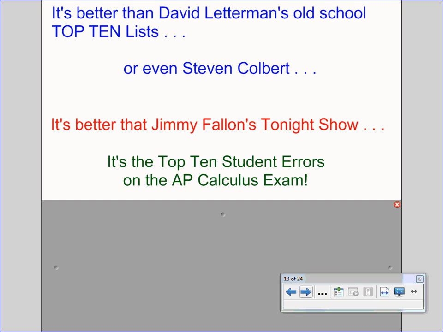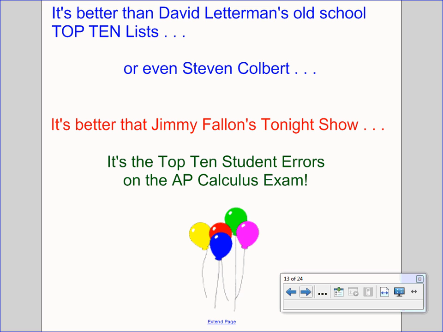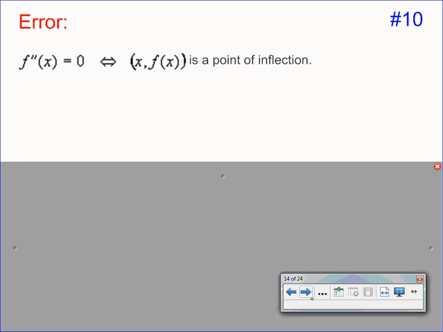It's the top 10 student errors on the AP Calculus exam. This is adapted from Daniel Kennedy, longtime steering committee member for the AP Calculus exam. So I'm pretty excited about that. Oh, I can't do it because we're recording.